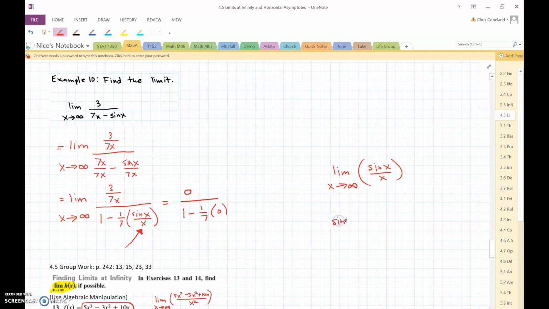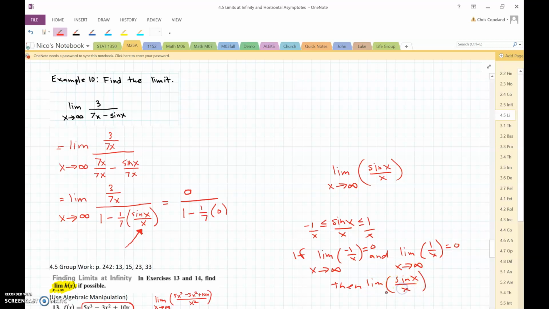Again, think of sine x, that's between -1 and 1. If I divide all of these by x, and then use the squeeze theorem, the limit of -1 over x as x goes to infinity and the limit of 1 over x as x goes to infinity both equal 0, then the limit of sine x over x as x goes to infinity would equal 0. So this whole thing is just going to be 0.